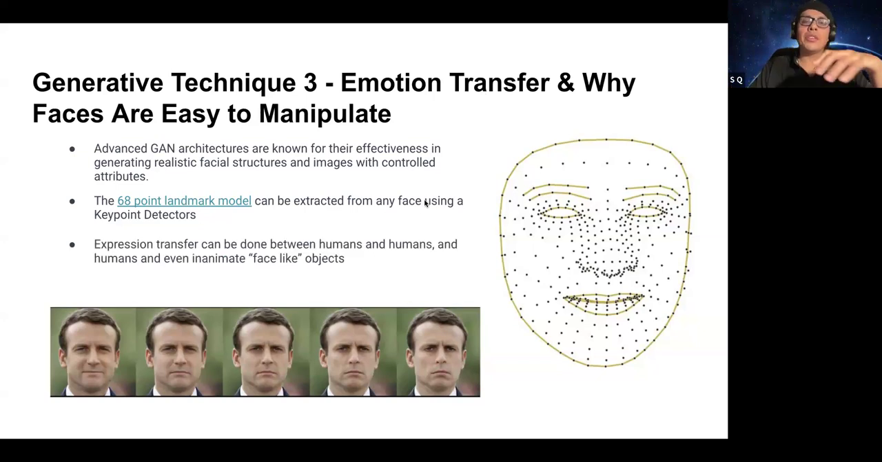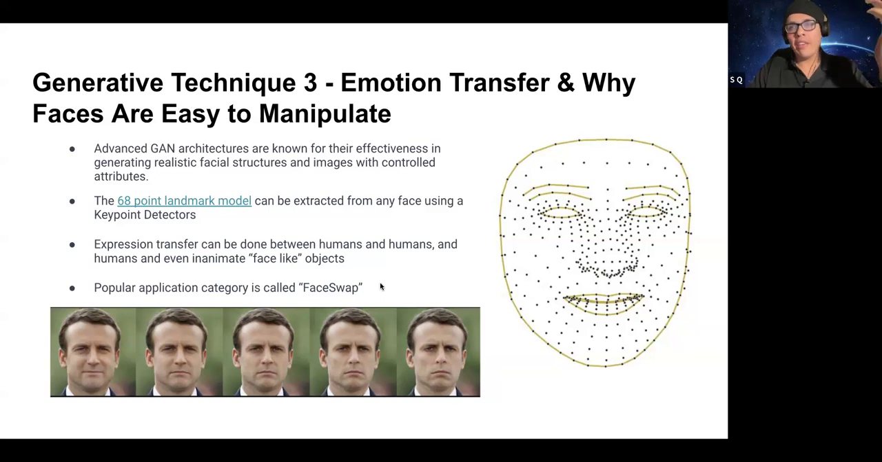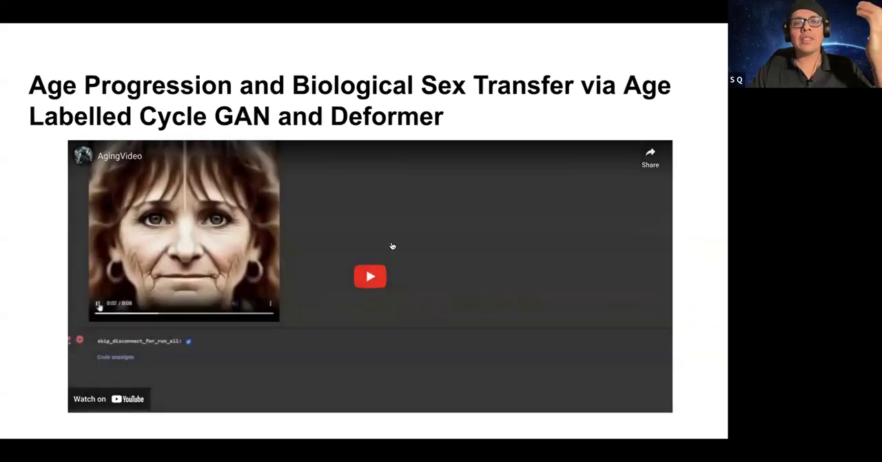And people do this to create face-like objects, or to transfer one emotion to another emotion. And I don't know who this is, maybe it's Macron or something, but he has different expressions applied to him through AI by manipulating the control points of his face through this landmark model. Okay, and if you've seen face swap, that's something that people use.